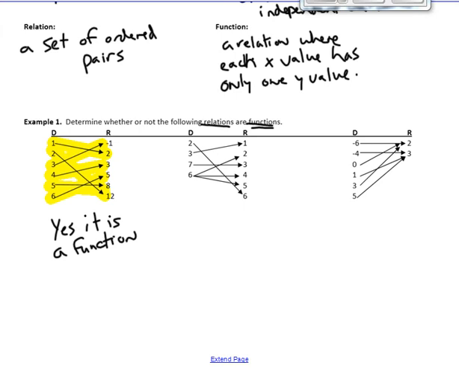When I move on to the second one, I again can see that the 2 only goes to 1, the 3 goes to 1, the 7 goes to 1, but I have an issue here when I see that the 6 actually goes to 3 of them. When that 6 goes to 3 of them, and so when that 6 repeats, that causes this to be no, not a function.